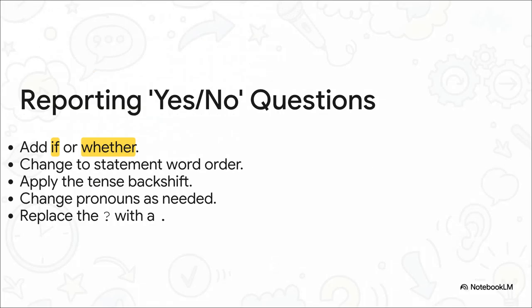So here are the rules in a nutshell. For a yes or no question, you'll start with if or whether. Then you change the word order to a regular statement, subject, then verb. You still use the backshift rule, so are becomes was, and you change the pronouns. And finally, since it's now a report and not a question, you end it with a period.